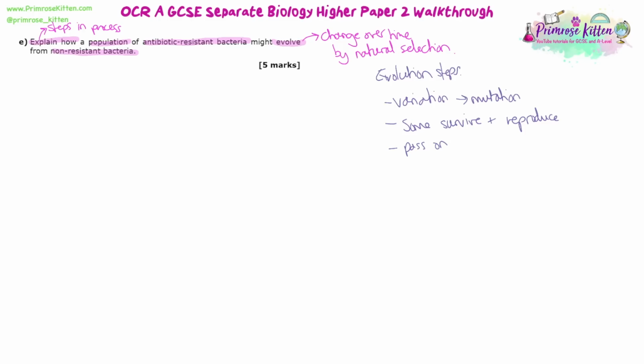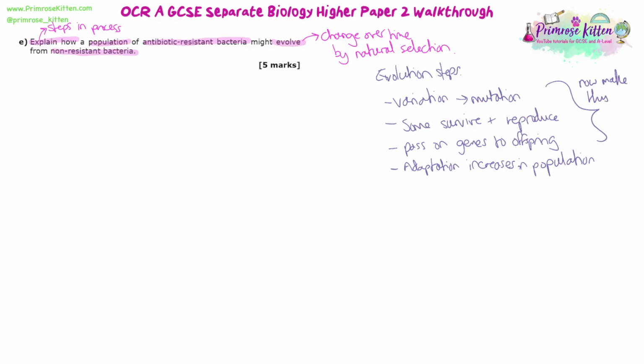That's really important. That means they pass on their genes to their offspring, and therefore the number of individuals with that adaptation or characteristic or whatever it is increases in the population, so increases in number until there's lots of them. So now we need to just take these bullet points and we're just going to write them out but make them specific to the question.